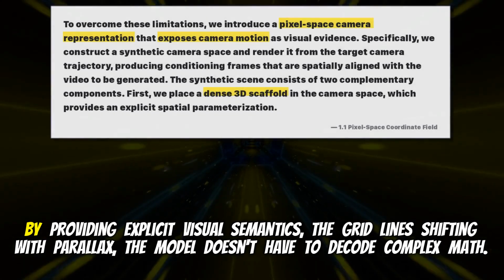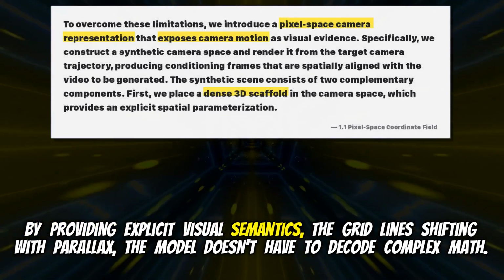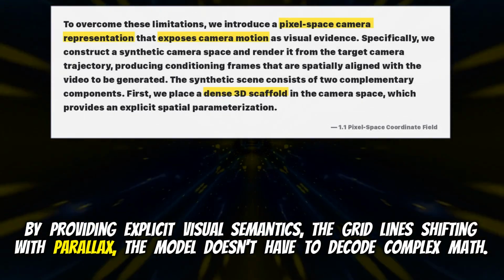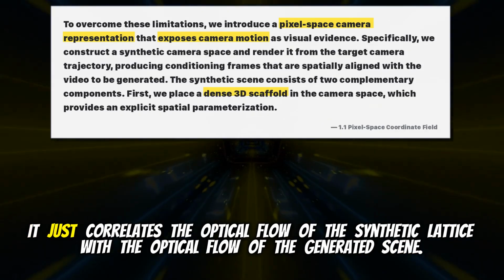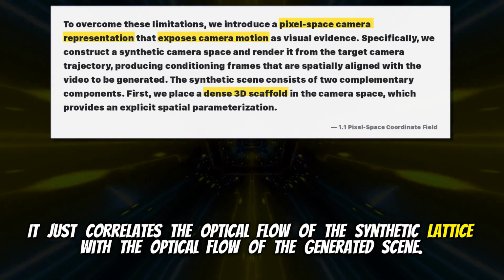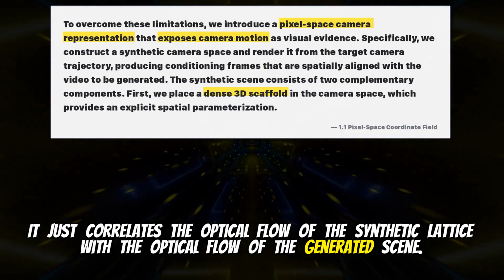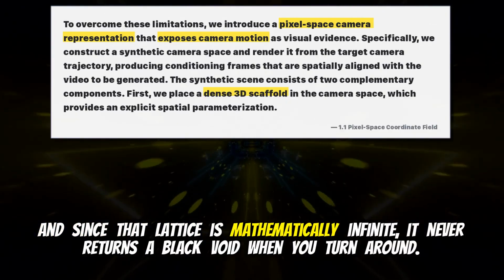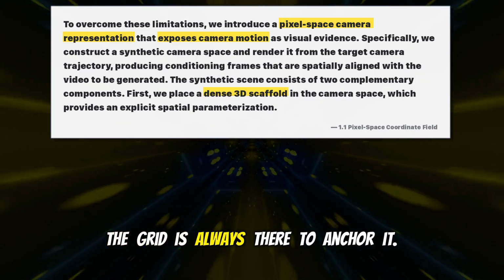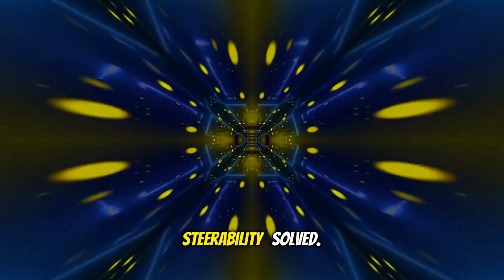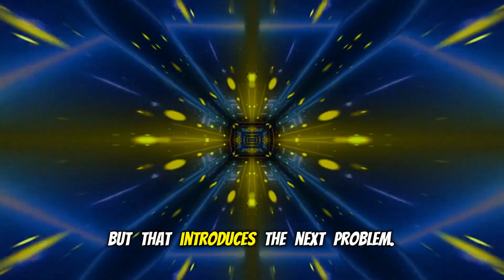Precisely. By providing explicit visual semantics, the grid lines shifting with parallax, the model doesn't have to decode complex math. It just correlates the optical flow of the synthetic lattice with the optical flow of the generated scene. And since that lattice is mathematically infinite, it never returns a black void when you turn around. The grid is always there to anchor it. Exactly. Steerability solved. But that introduces the next problem.